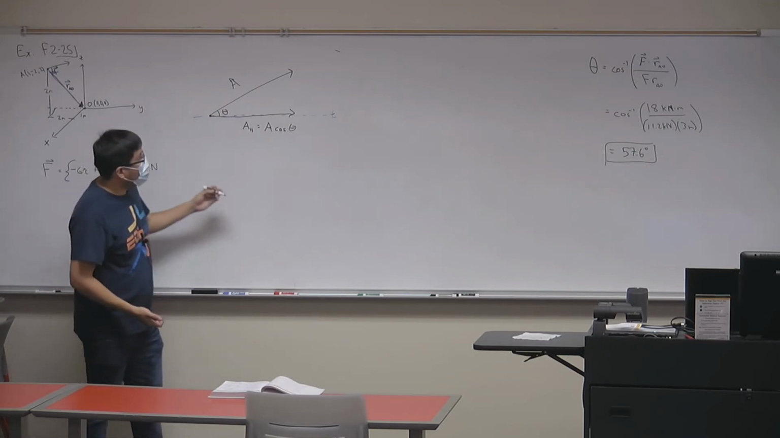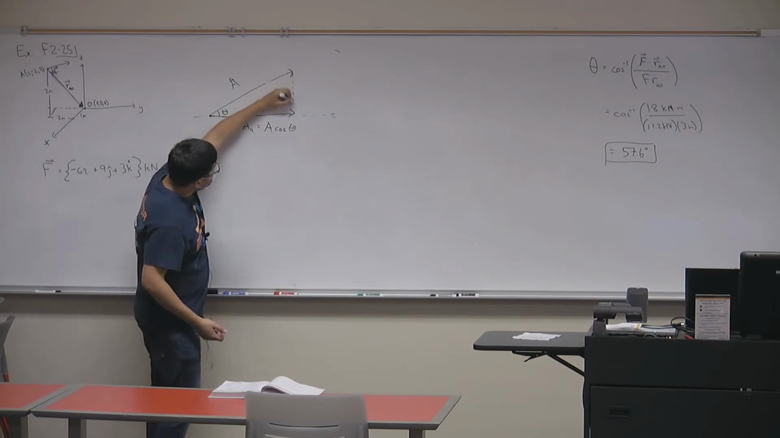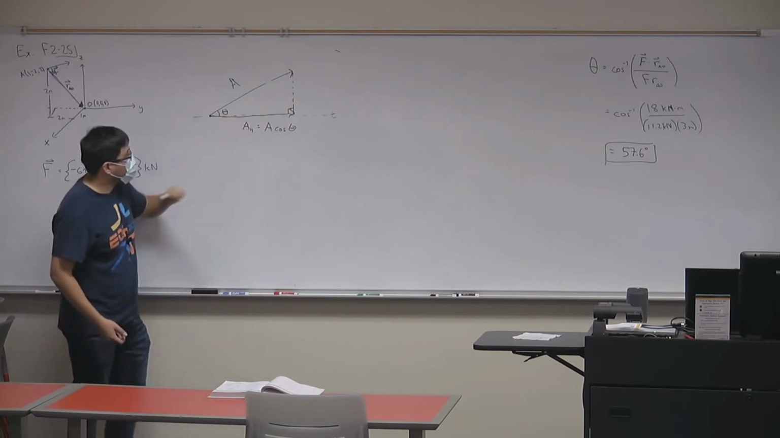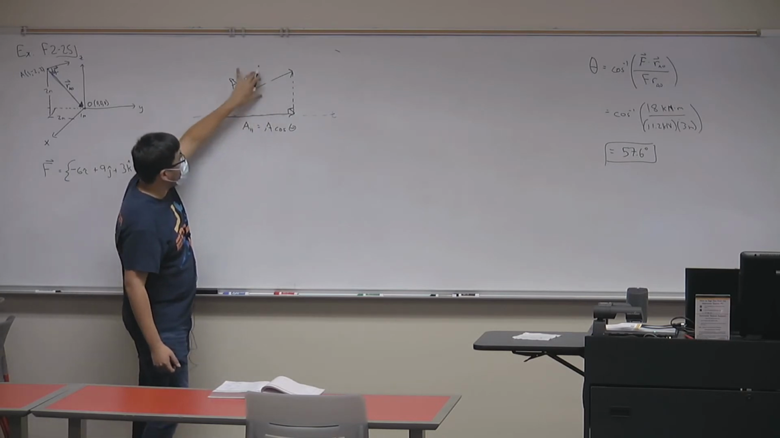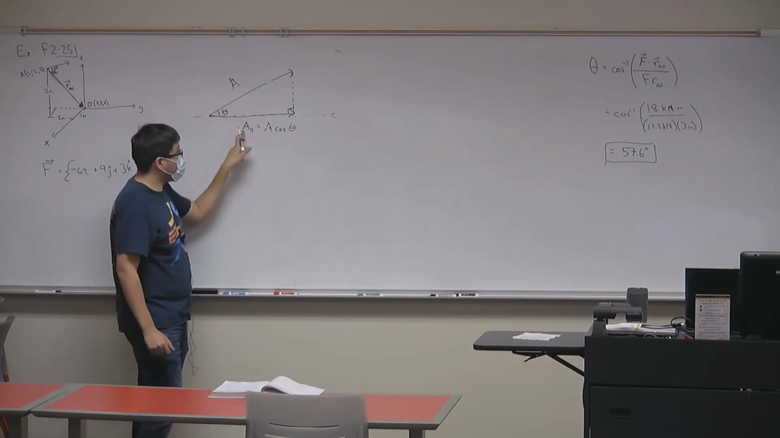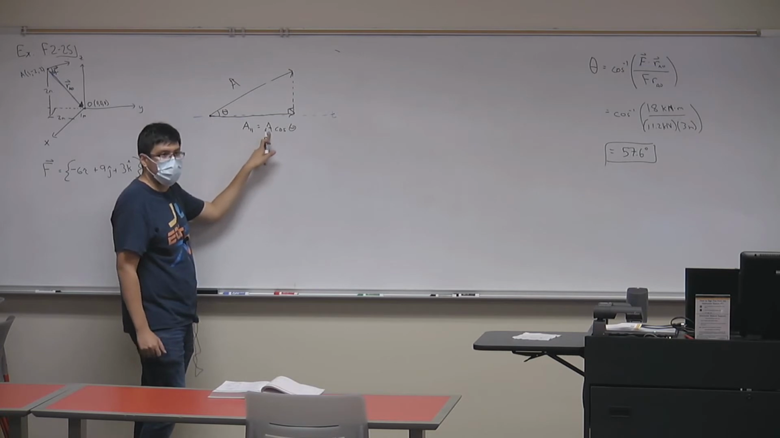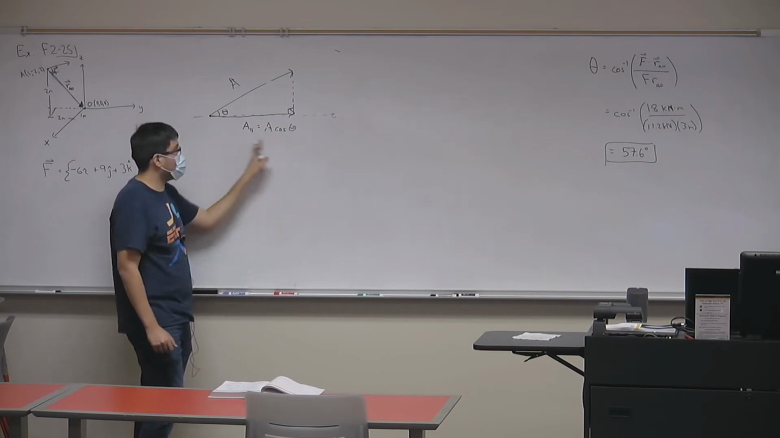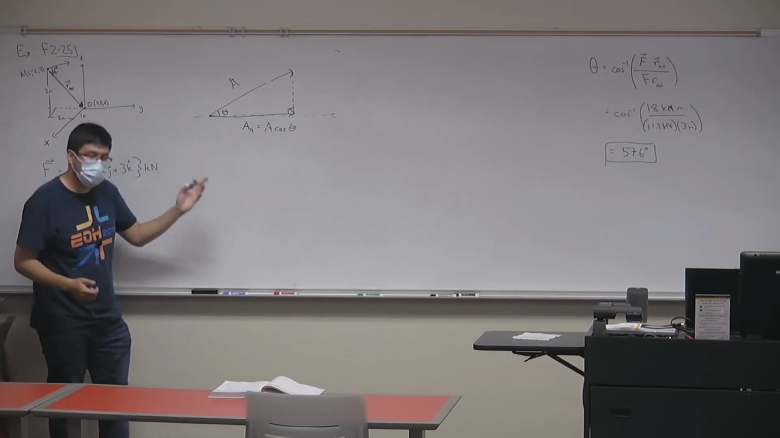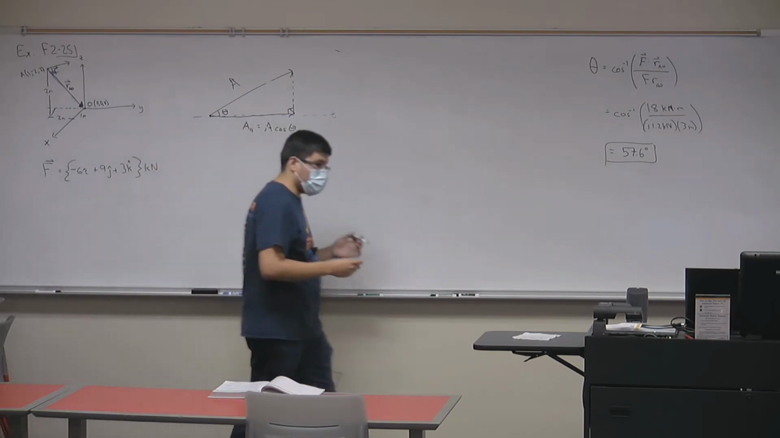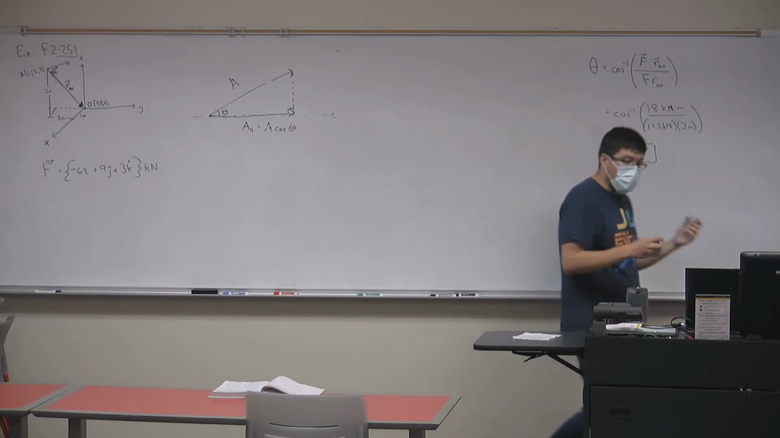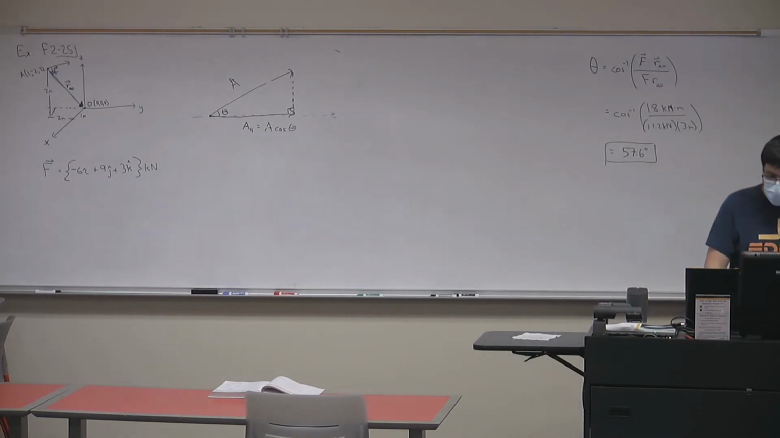Remember, when you have a right triangle, and that's what we have here, a right triangle, cosine is equal to adjacent side over the hypotenuse. Multiply both sides by the hypotenuse and you get this equation. A parallel is equal to A times cosine of theta. That is the magnitude of my projected vector.